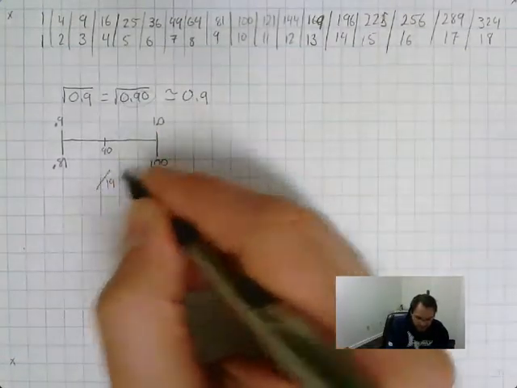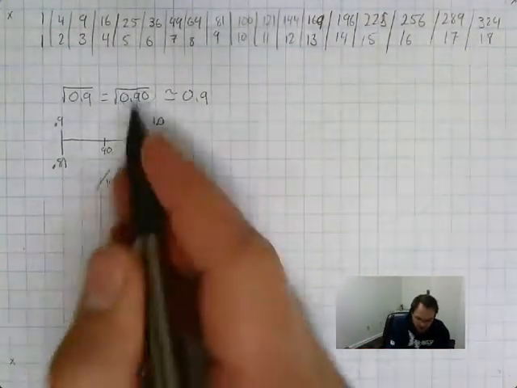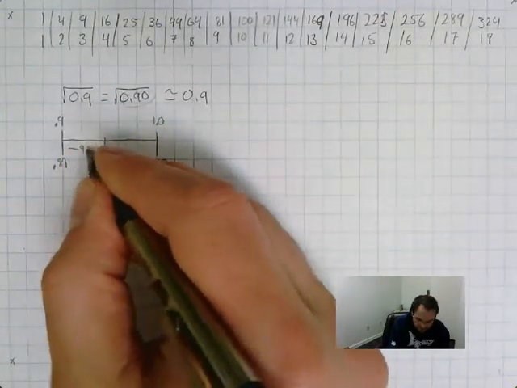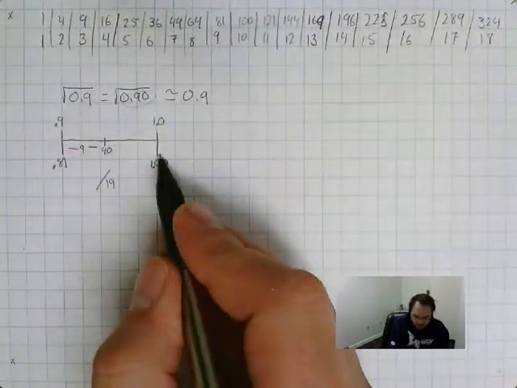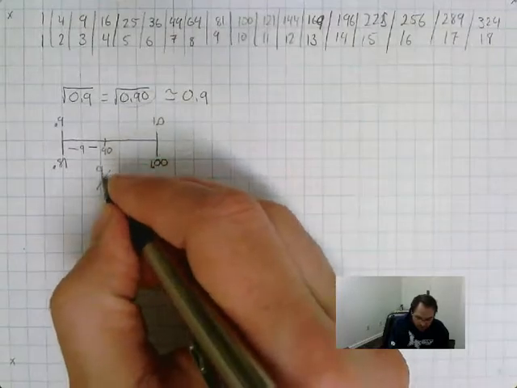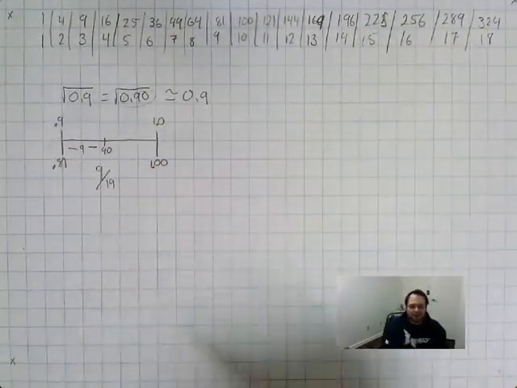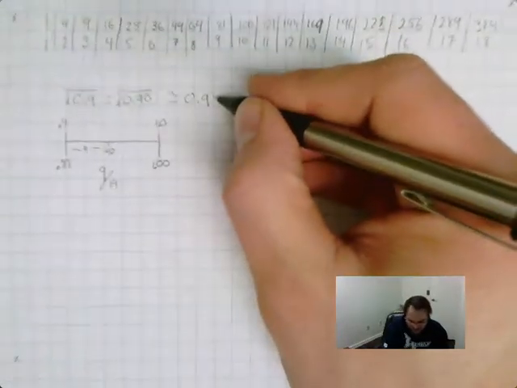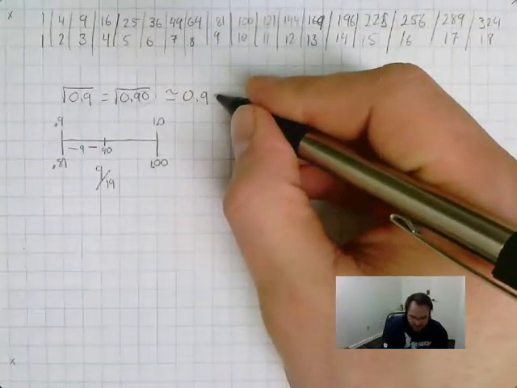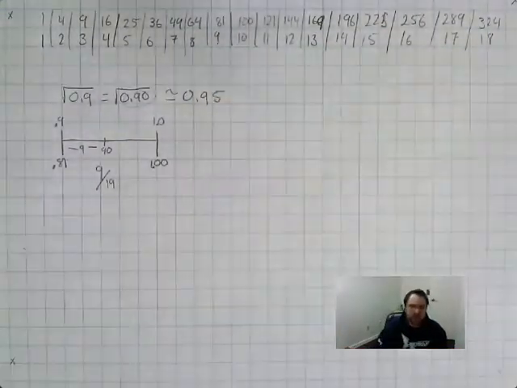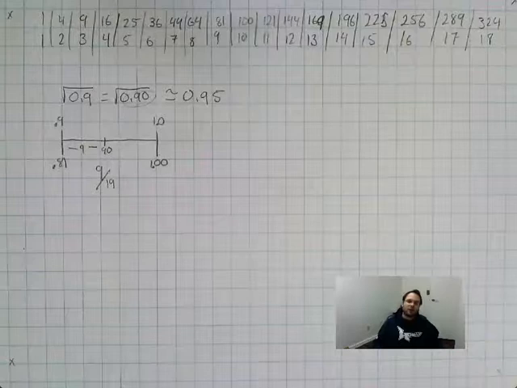9 and 10. And we are 9/19ths of the way to a whole. So we are 9/19ths. I look at that, that's like 0.5. That's almost half. So this is going to be estimated at 0.95. And that's how we estimate 0.9.